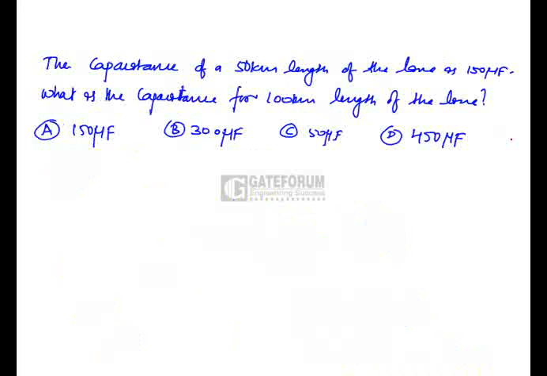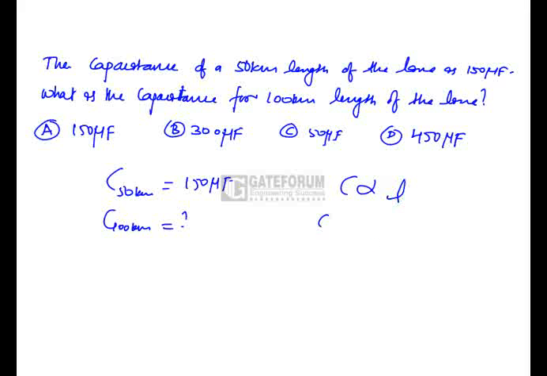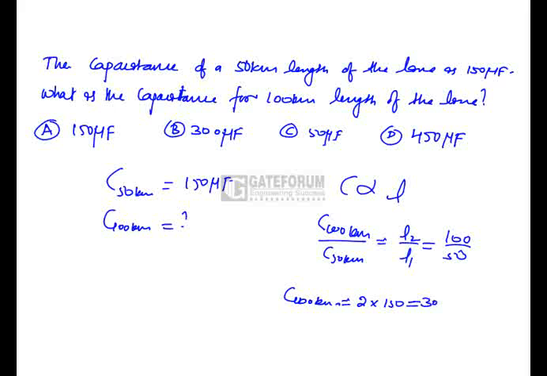The capacitance of a 50 kilometer length of line is 150 microfarad. What is the capacitance for a 100 kilometer line? Capacitance of the transmission line is always directly proportional to line length L. So C 100 kilometers by C 50 kilometers is equal to L2 by L1, which is 100 by 50. So the capacitance for the 100 kilometer line is 2 times the capacitance of 50 kilometers. So 2 times 150 microfarad is 300 microfarad, which is the answer, option B.